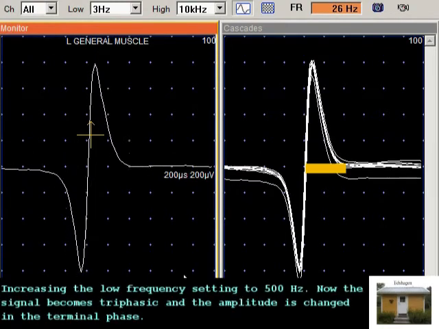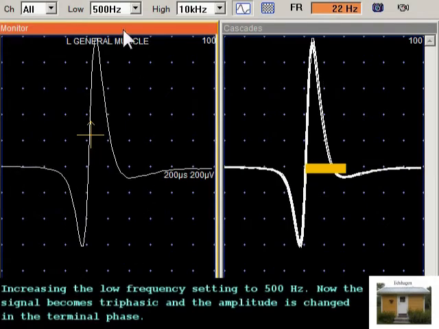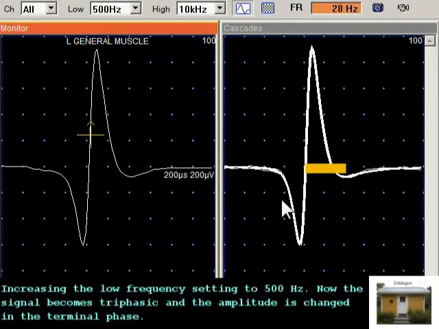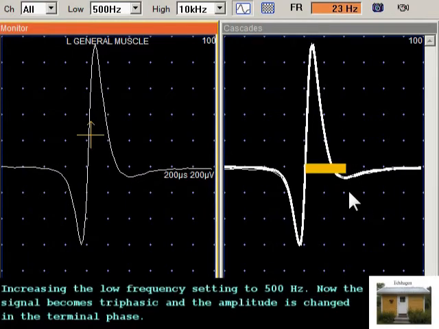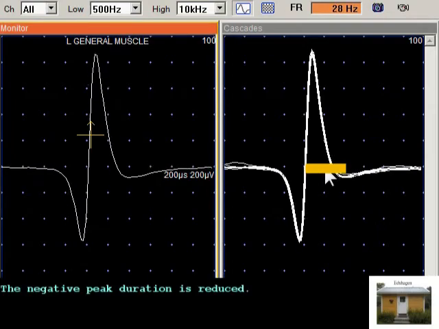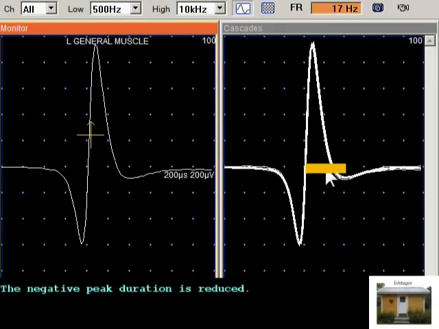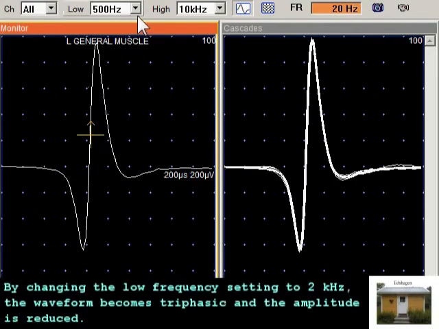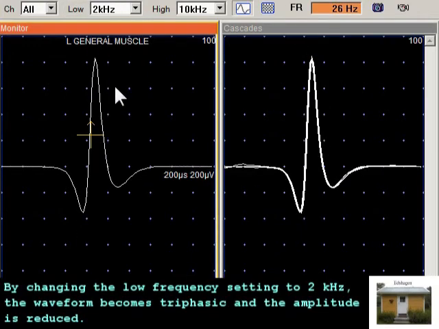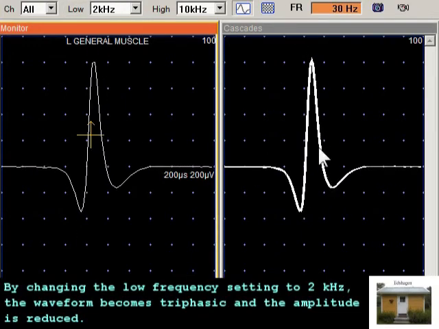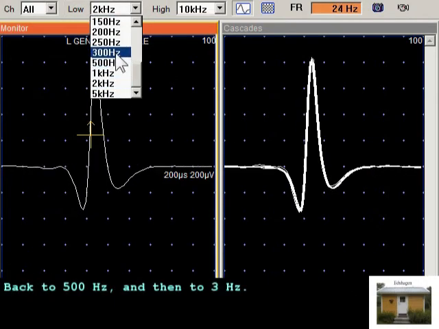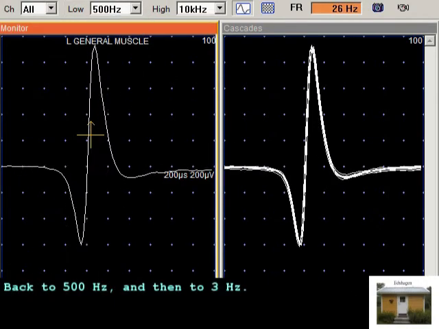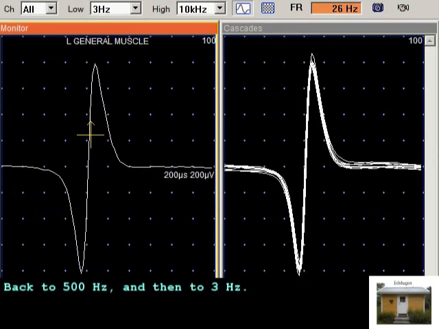Increasing the low frequency setting to 500 Hz, now the signal becomes triphasic and the amplitude is changed in the terminal phase. The negative peak duration is reduced. By changing the low frequency setting to 2 kHz, the waveform becomes triphasic and the amplitude is reduced. Back to 500 Hz and then to 3 Hz.